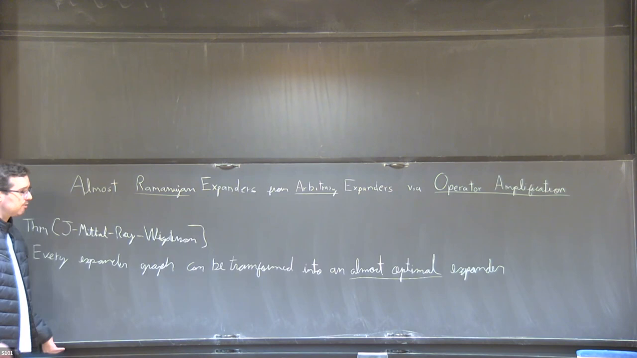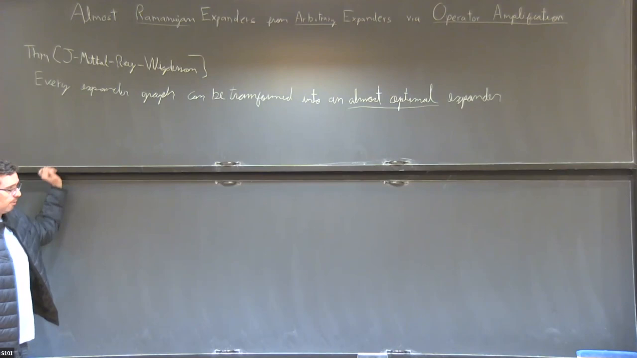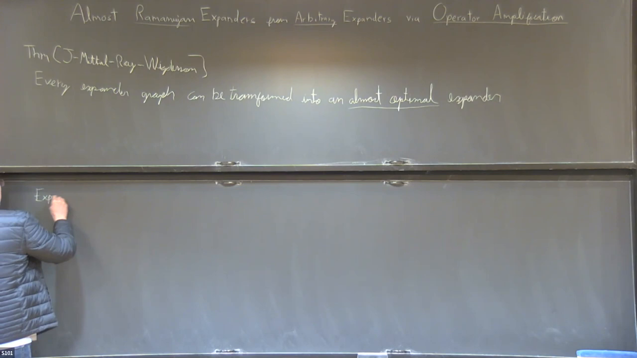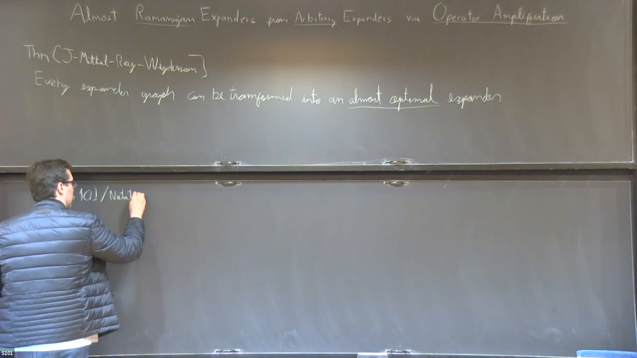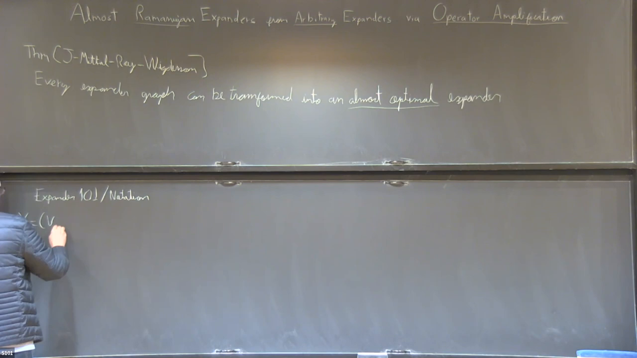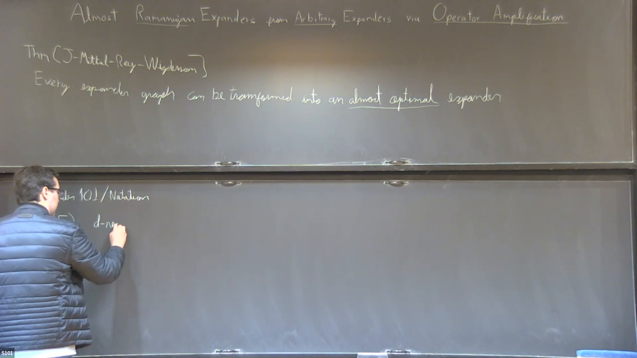All right, let's start from the beginning and set some notation. Expanders 101, and I imagine for most of you this is going to be very familiar. So this is mainly to set some notation. Here we are given a graph X on some vertex set with some collection of edges. We are going to always assume that the graph is D-regular. That's going to make the theory much easier.